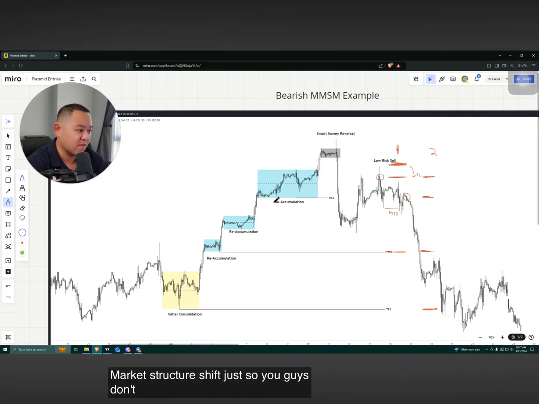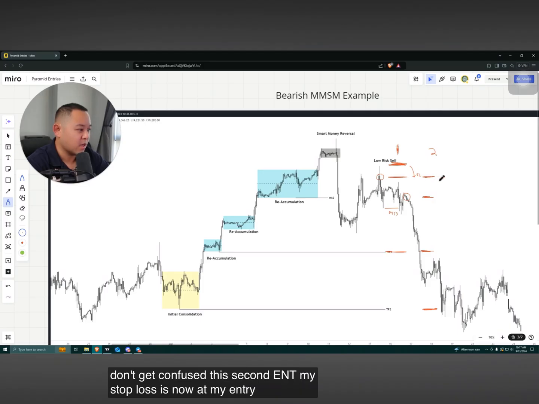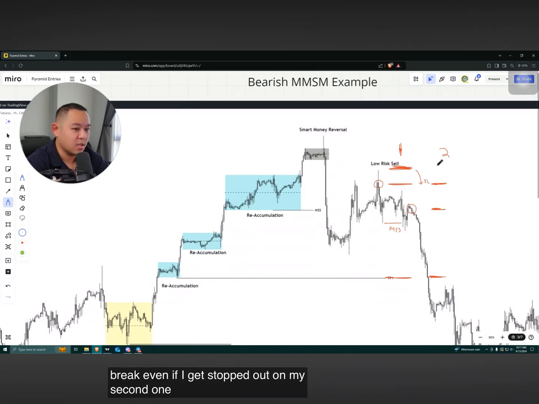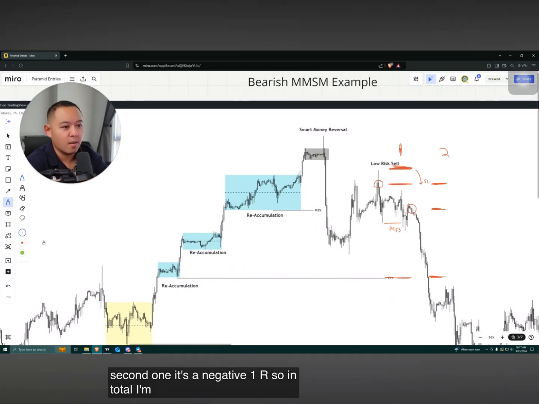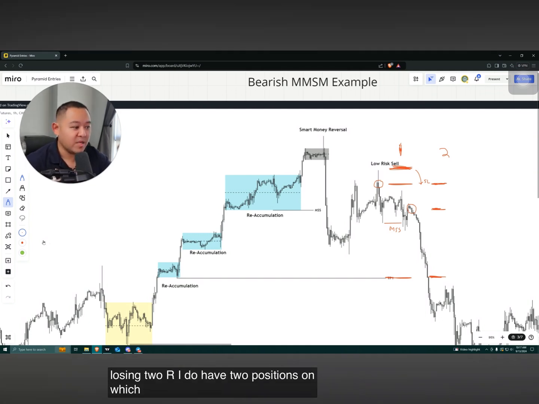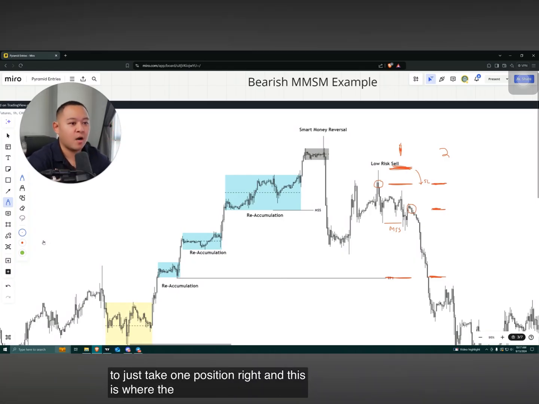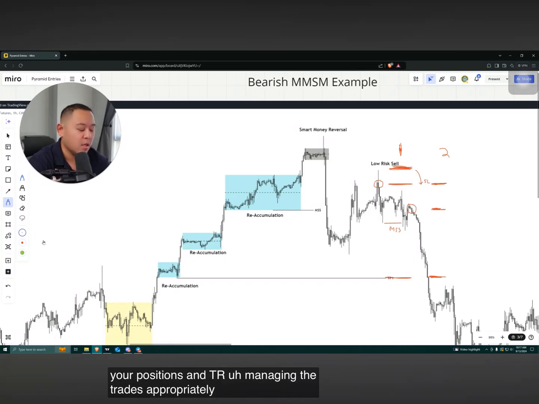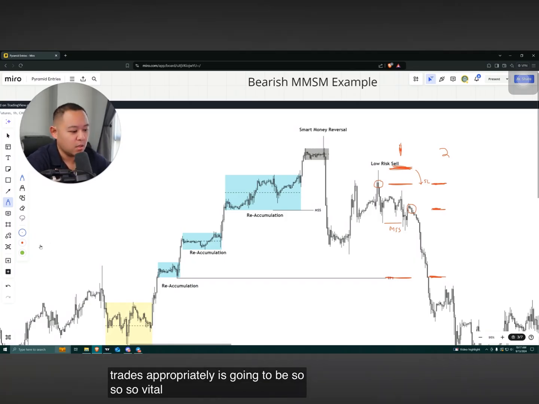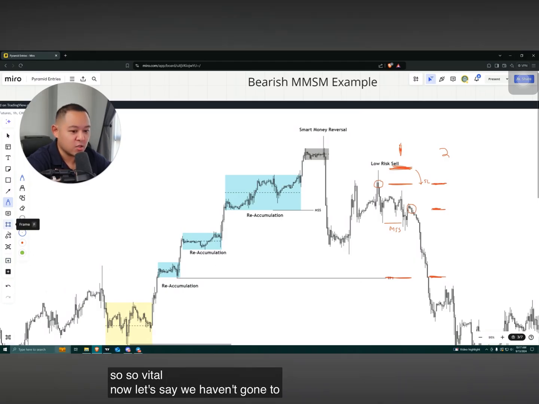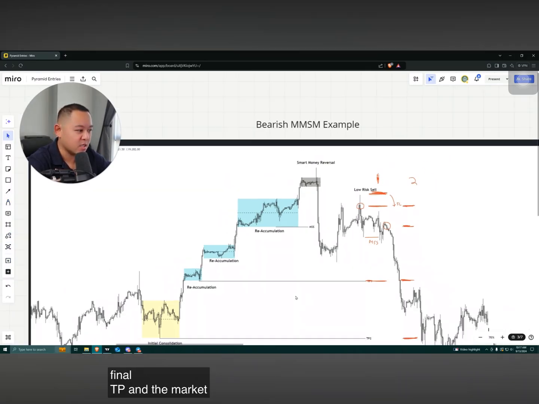Okay, so that second entry after this market structure shift, let me mark this as market structure shift just so you guys don't get confused. This second entry, my stop loss is now at my entry. Okay, so if I get stopped out on my first one, it's a break even. If I get stopped out on my second one, it's a negative 1R. So in total, I'm only losing 1R. I'm not losing 2R. I do have 2 positions on, which means if it goes to my target, I'm making almost twice as much as if I were to just take 1 position, right? And this is where the power of compounding into your positions and managing the trades appropriately is going to be so vital.